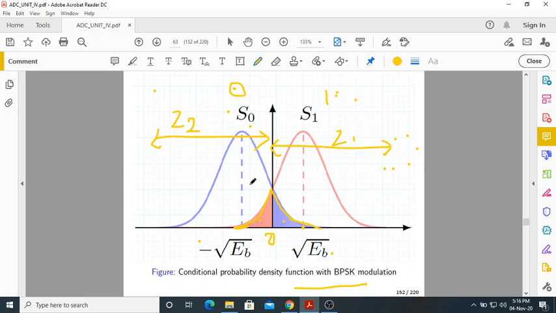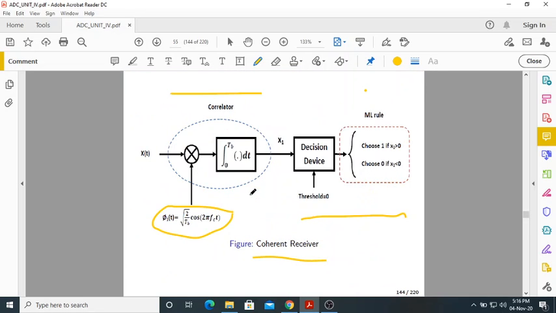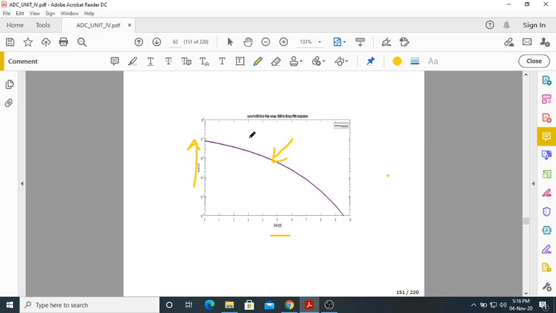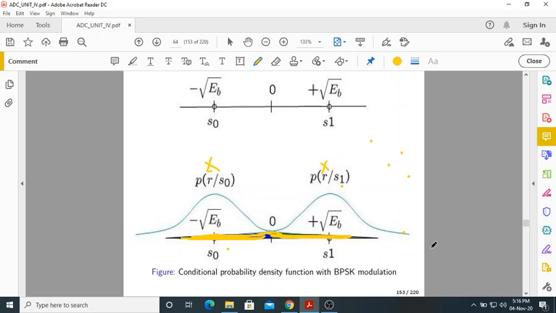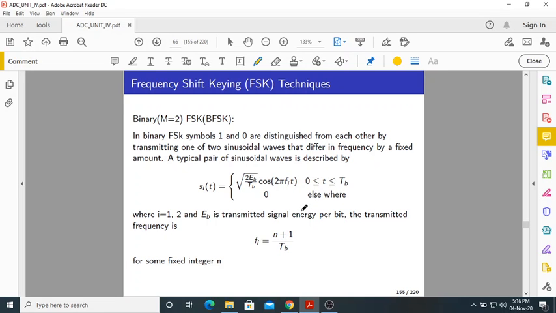Okay, so this is a way of finding the probability of error using PDFs. This is a way of finding the probability of error using the constellation. Both are alright. You can use any one of them, but you must have an idea of this type of calculations. Now that is about the probability of error of BPSK.